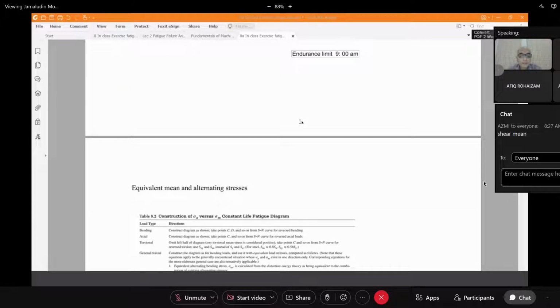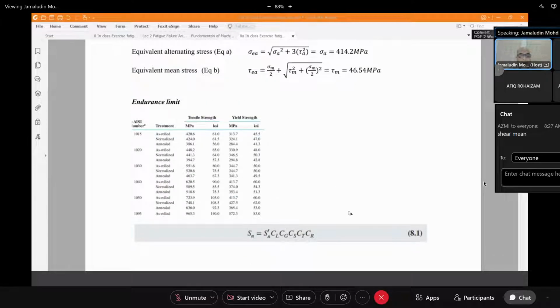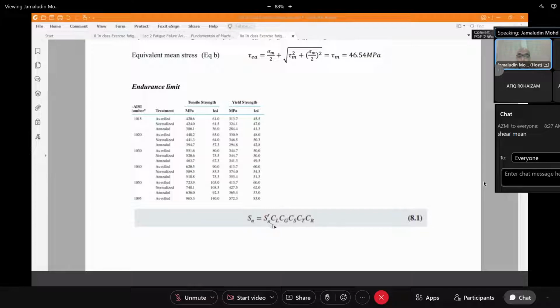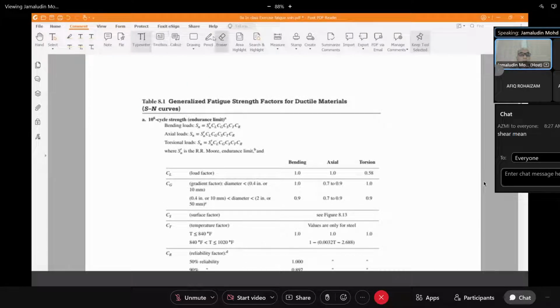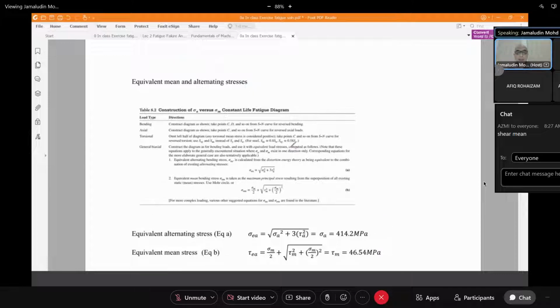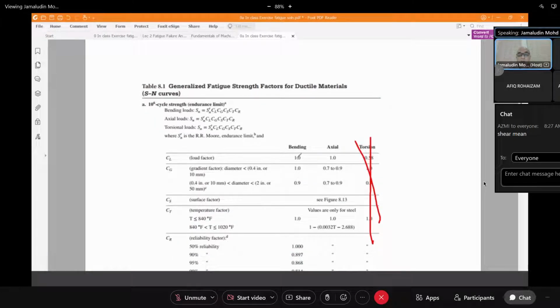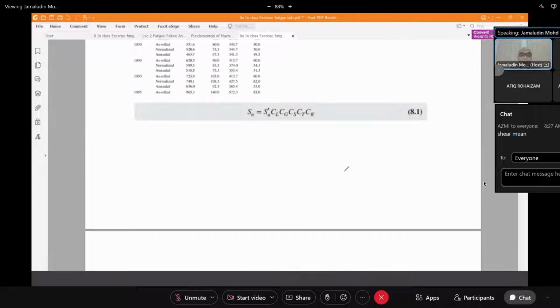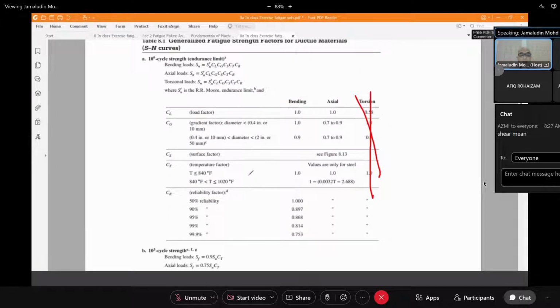Okay, right. And the limit, the same thing. We have Sn prime, CL, CG, CS, CT, CR. Remember I told you before to ignore this one. Why? Because at the end of the day, we're going to find the equivalent. That's why we just use bending, basically. That means it's always equal to 1. Even though there's a torsion there, when we do the equivalent, we are using bending. Because that CL is equal to 1, it is equal to bending. CG will be for 40 millimeter.